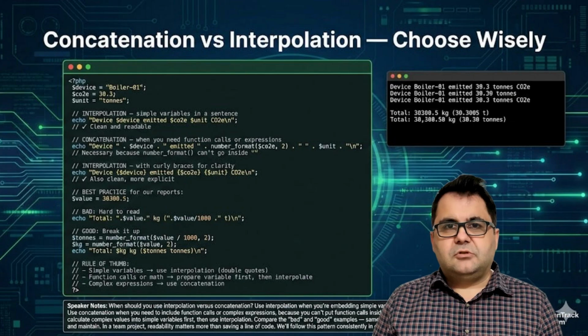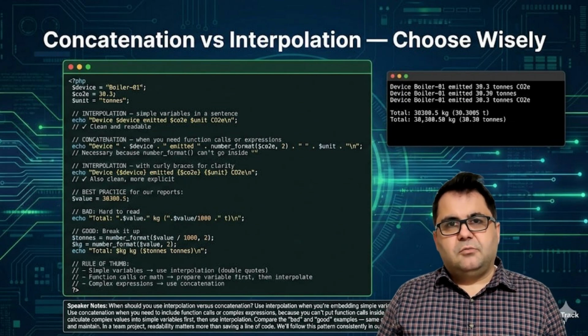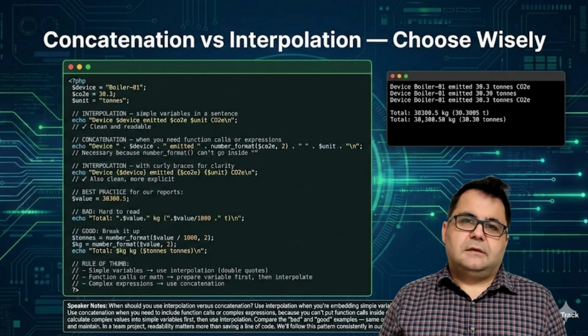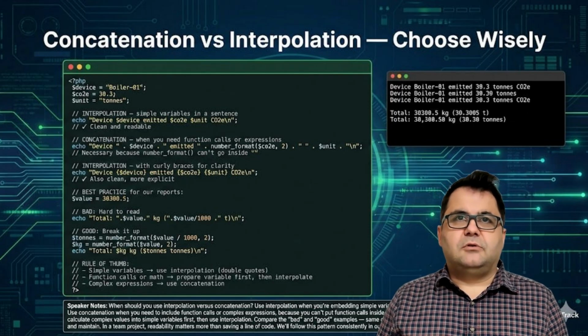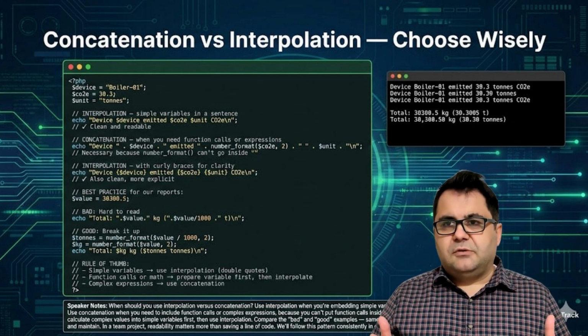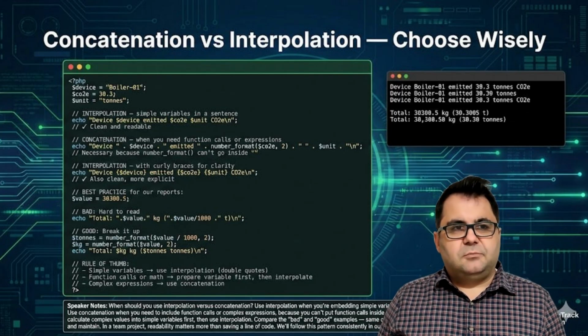When should you use interpolation versus concatenation? Use interpolation when you're embedding simple variables into text. It's cleaner and easier to read. Use concatenation when you need to include function calls or complex expressions, because you can't put function calls inside double-quoted strings. The best practice is a hybrid.